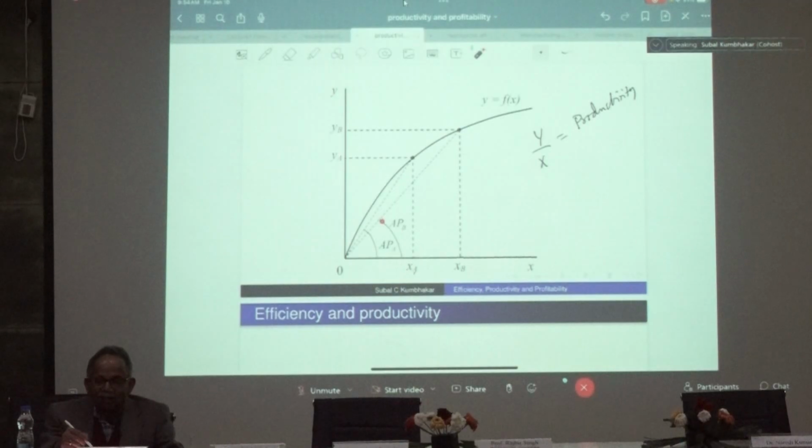This one or this one? A, right? Yes, sir. Okay, so look, when you connect this, you get a slope like this, right? And when we connect this point B, you are getting a slope like this. So that slope is smaller.